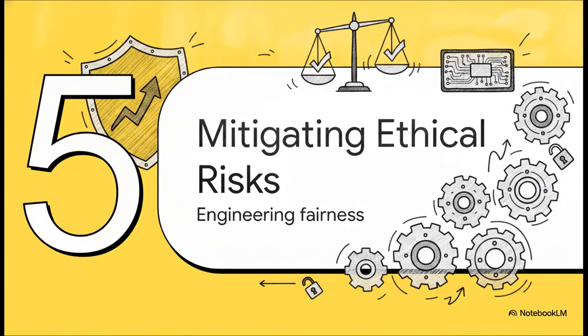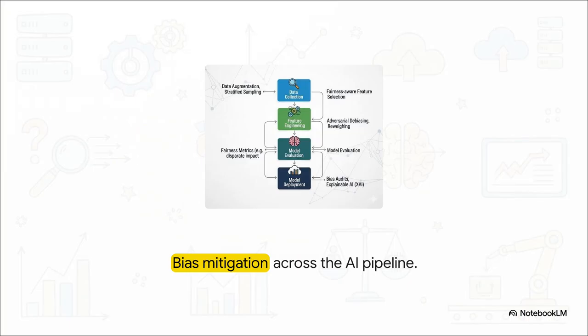Finally, Section 5, Mitigating Ethical AI Risks, Engineering Actual Fairness. Let's move on and see how this builds. We've identified the massive ethical problems. So how do we actually fix them? This framework systematically traces exactly where fairness interventions can and absolutely must be injected at every single stage of the machine learning lifecycle. Notice that it's not just some band-aid you slap on at the end. It requires proactive interventions during data collection, all the way through feature engineering, during model evaluation, and continuously through deployment.